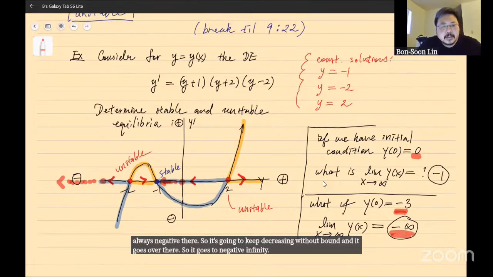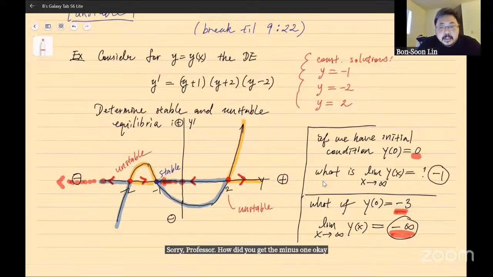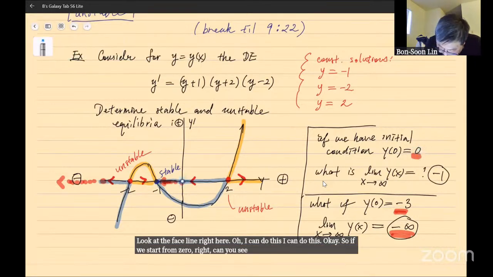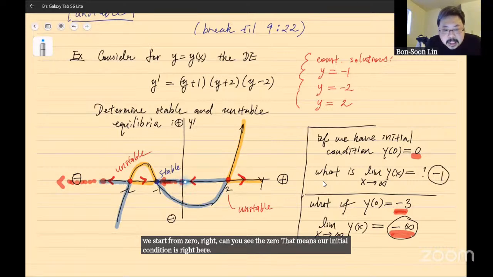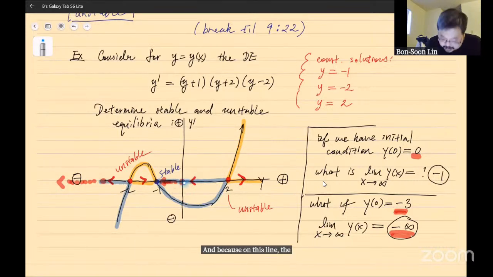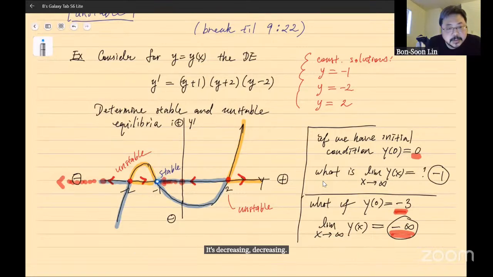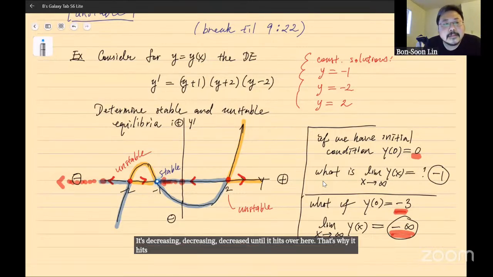Sorry, Professor. How did you get the -1 again? Look at the phase line right here. I can do this. Okay. So if we start from 0, can you see the 0? That means our initial condition is right here. And because on this line the arrow is always to the left, it's going to keep going to the left until it hits something. It's decreasing until it hits over here. That's why it hits -1.